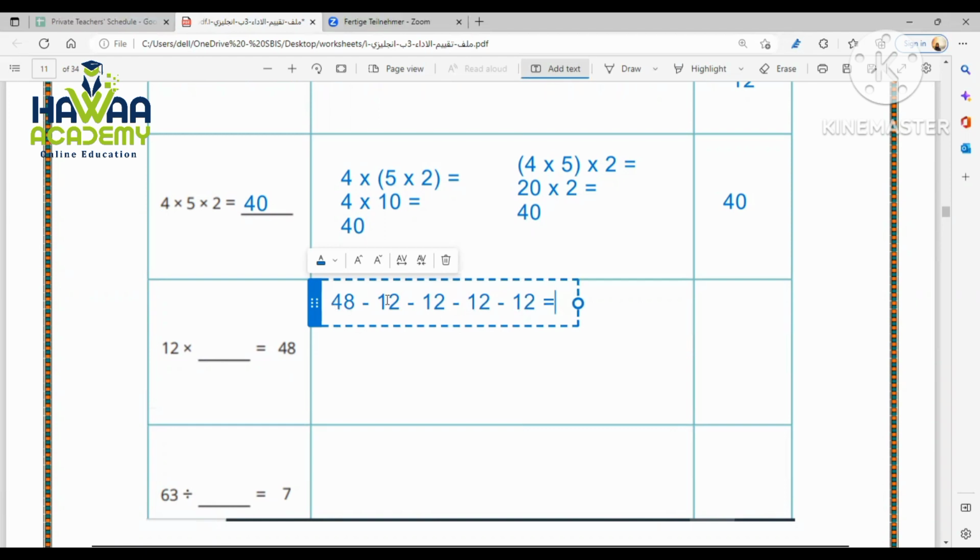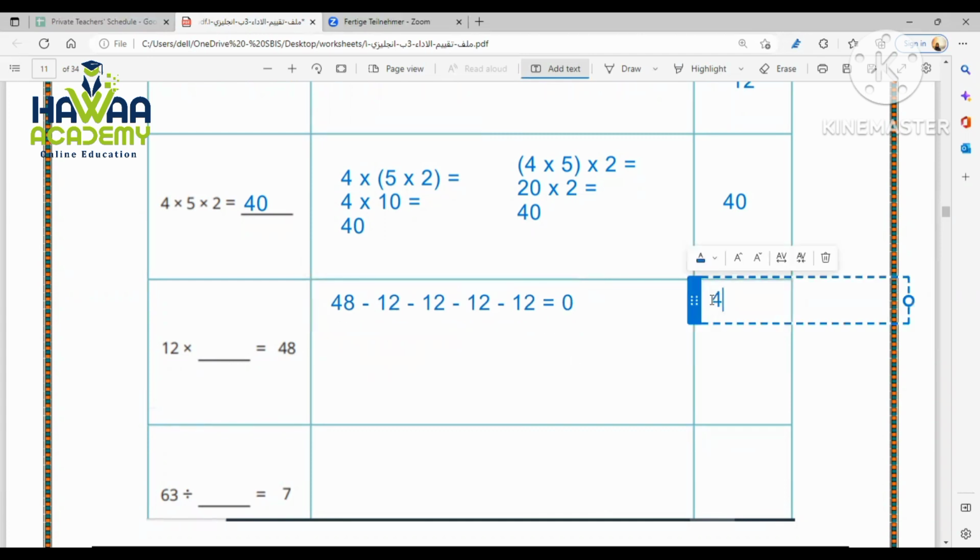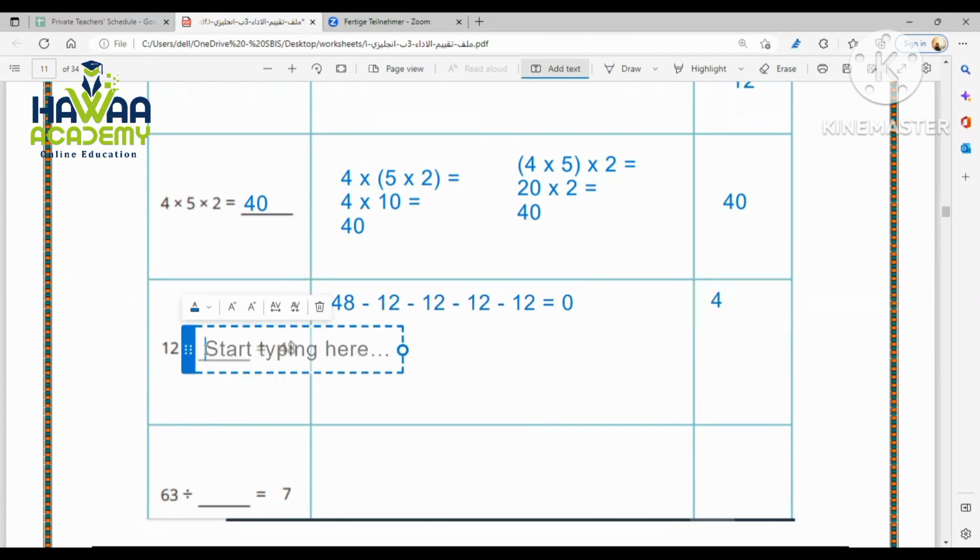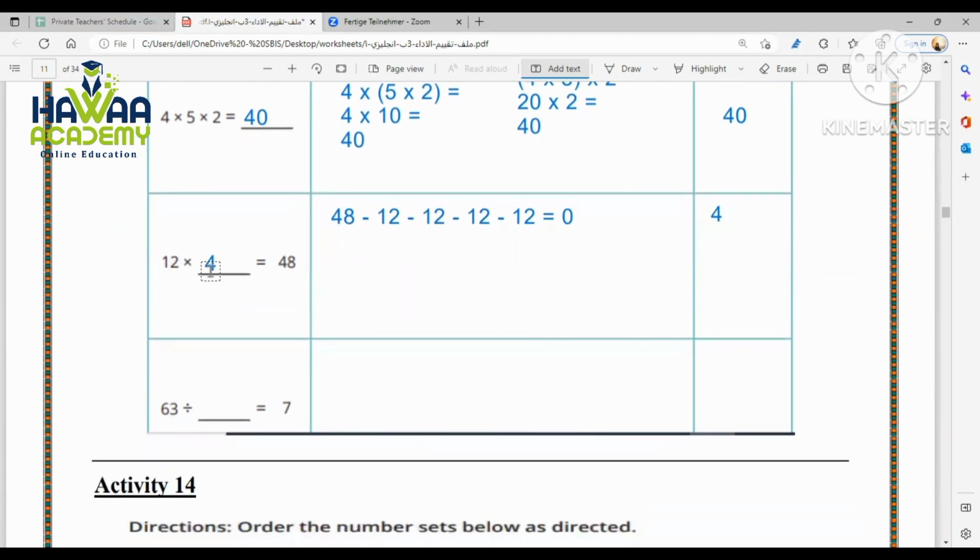Let's see, 48 minus 12 is going to be 36. 36 minus 12 is going to be 24. 24 minus 12 will be 12. 12 minus 12 will be 0. So when we count them, it turns into 4. I can also just remember my multiplication table, and I see that 4 times 12 will be 48.